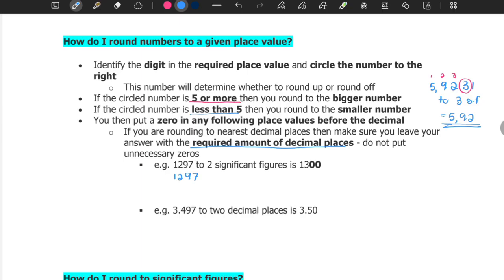So for example, we have 1297 to put to two significant figures. Again, we mark which ones are the first two significant figures. So 1, 2. Then the third place is a 9, which is greater than 5, so we round up. Then that means plus 1 to the 2, and that translates to 1300.